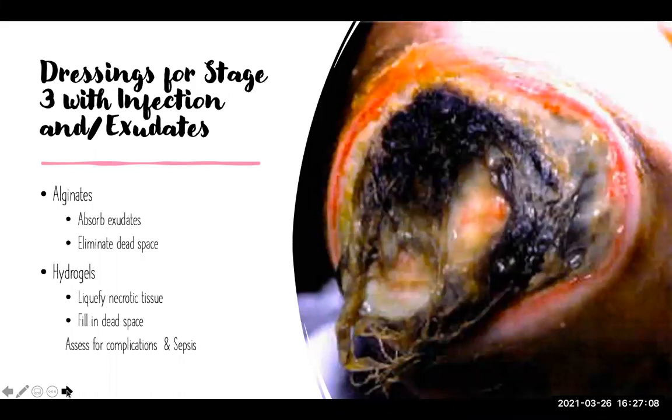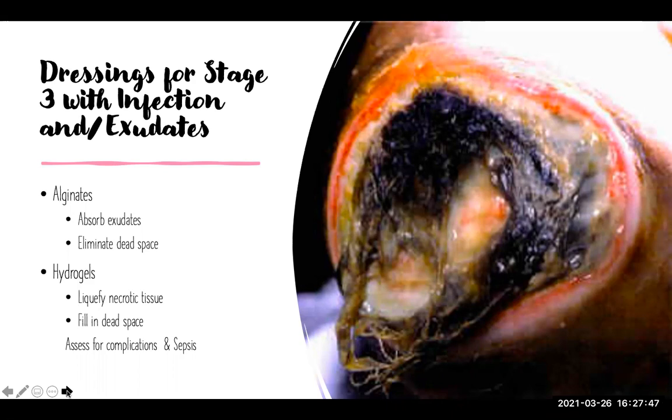Stage 3 involves the subcutaneous layer of our wound bed. With an infection, we're going to use a dressing that will help remove dead tissue out of the wound bed and fill the dead space. So a stage 3 wound is deep enough that it now has dead space that has formed. So to prevent complications like undermining and tunneling, we need to fill it. We need to fill that dead space with something. So the something that we can use is an alginate or a hydrogel.